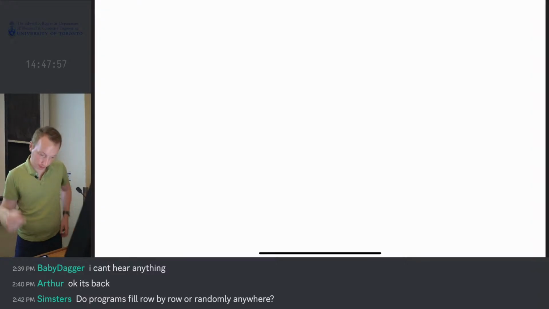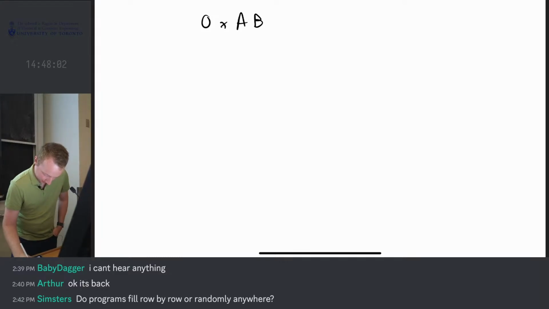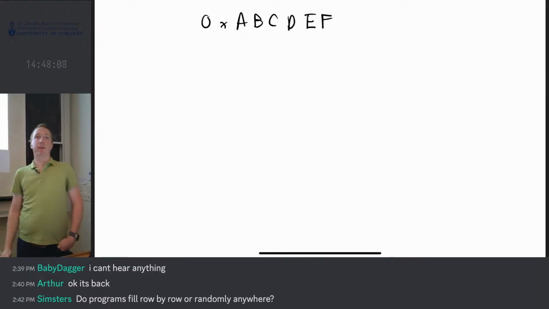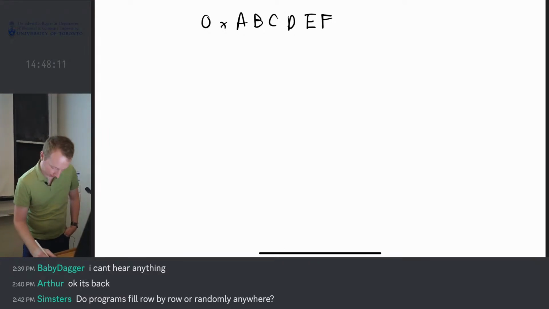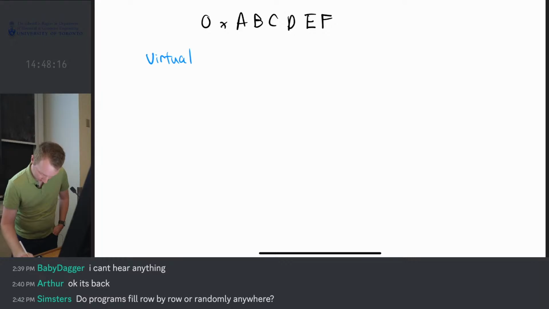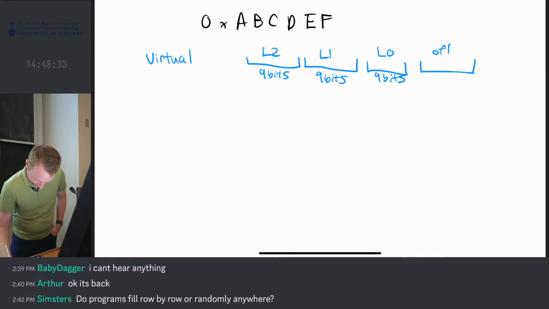Thankfully, I work with computers, so I don't need to know any more than that. So if we had this address, ABCDEF, and we had 3 levels of page tables, well, it would correspond to the same thing, right? In my virtual address, I would have 9 bits for L2, that index, 9 bits for L1, 9 bits for L0, and then my offset is going to be 12 bits.